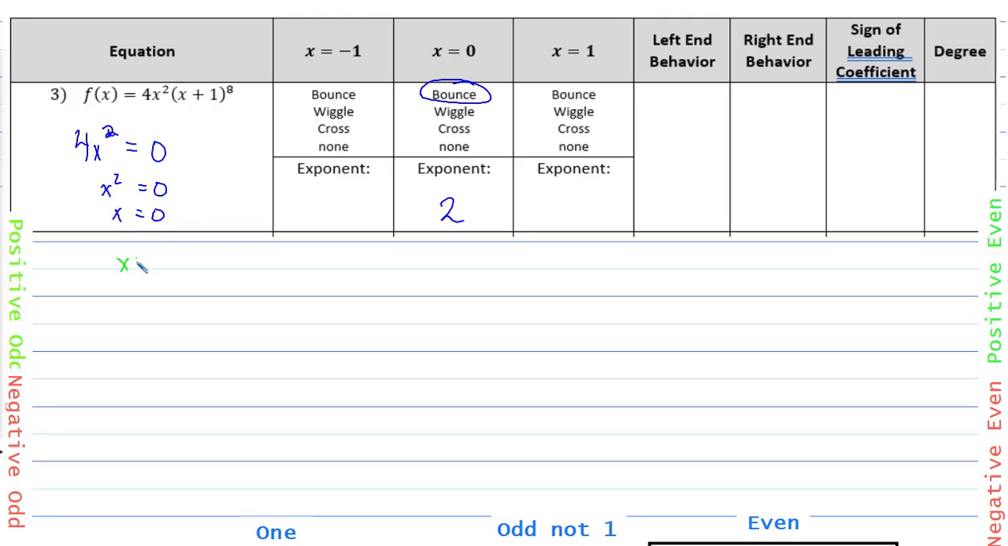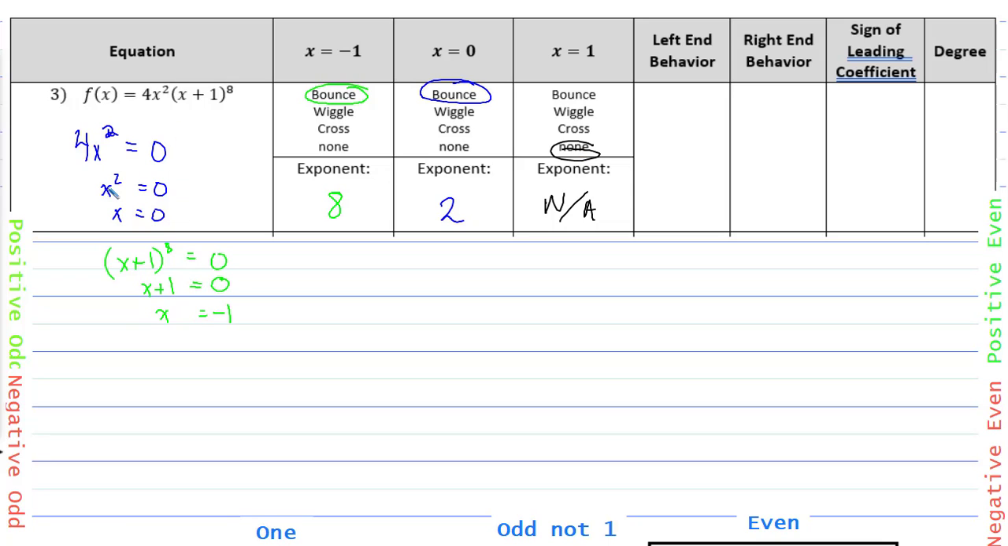Now I'm going to take that (x plus 1) all raised to the 8th power. Is that equal to 0? And so when I take the 8th root of that, I end up with 0 still. Subtract the 1. So in this section, my exponent was an 8, therefore a bounce. Well, I don't have anything else to set equal to 0, so that means there isn't anything for that x plus 1. So it's not applicable, it's none.